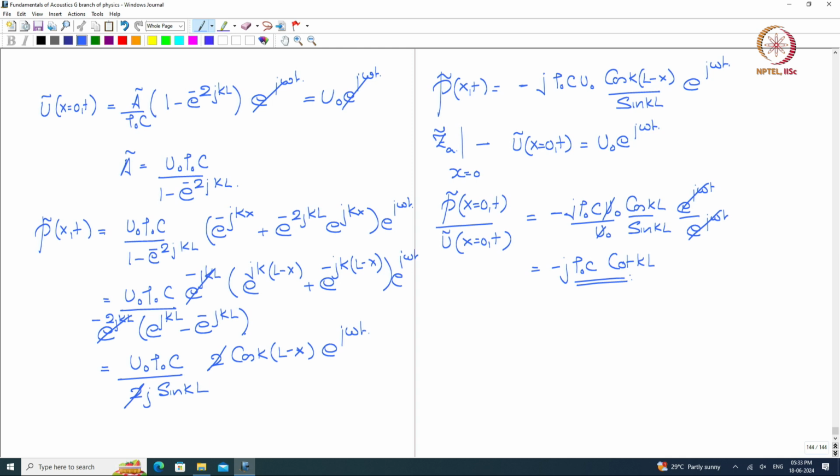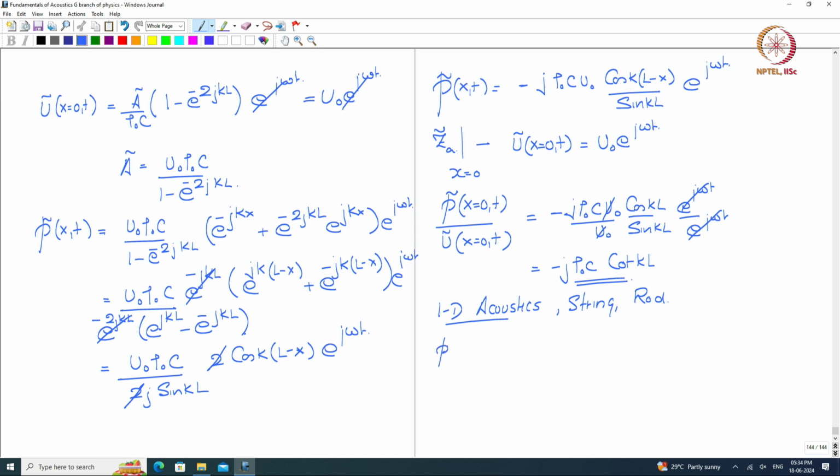Very similar expression to what we got for strings and rods. So this exercise is to show that for a 1D acoustics case, it is the same as the string case and the rod. Okay.